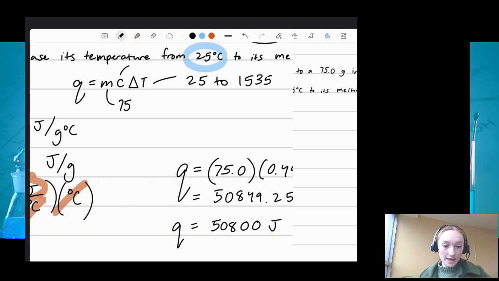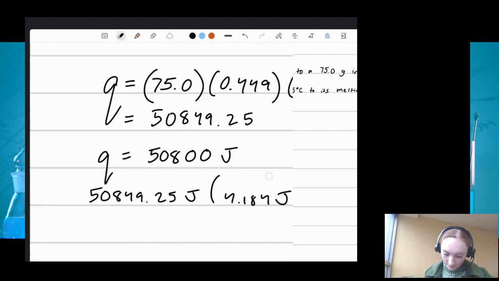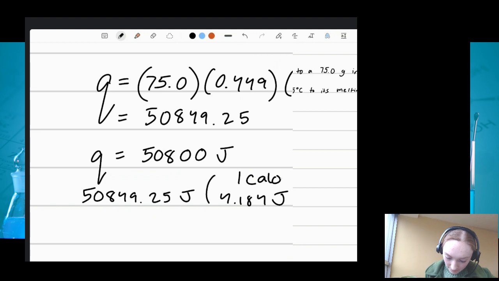And so now let's convert that back into calories, and make sure to use the one that you didn't round to, so that you don't get a wonky answer. So we started with 50849.25 joules. And so the amount of joules per calorie is 4.184 joules per 1 calorie. And so that will give us an answer of 12153.26.